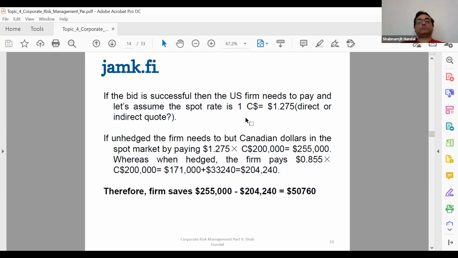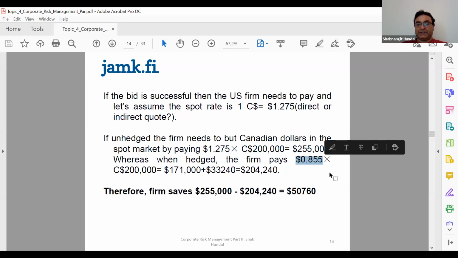On that day of decision making, 1 Canadian dollar is equal to 1.275 American dollars. Of course, it's a direct quote because you are living in America, and on the right-hand side, the price is shown in American dollars. If you buy 200,000 Canadian dollars in the open market and multiply it with the exchange rate, it would cost you 255,000 American dollars.